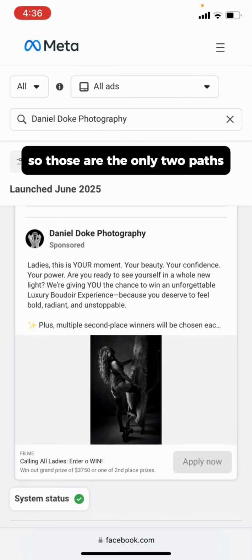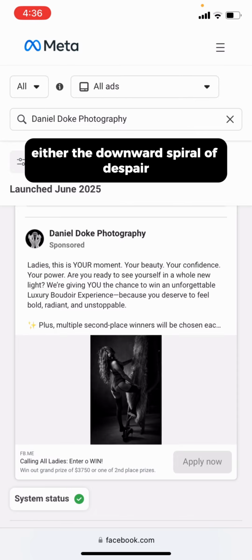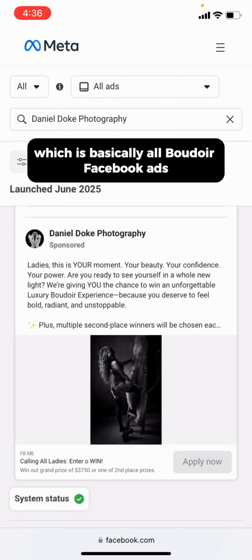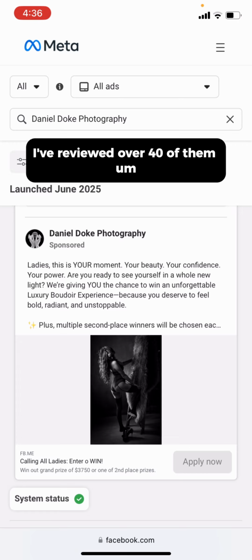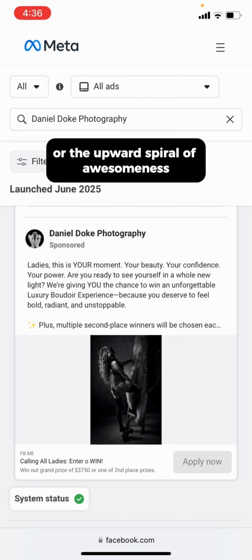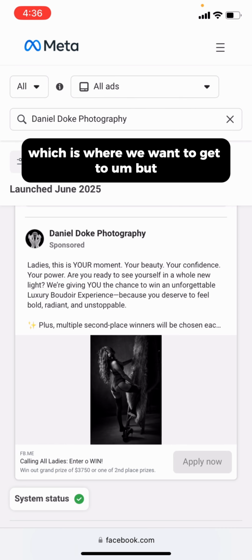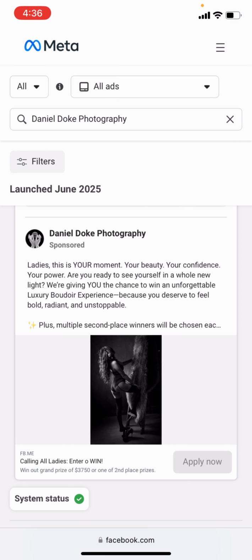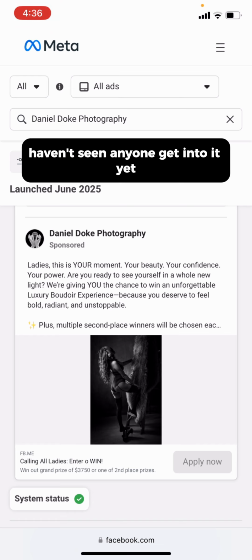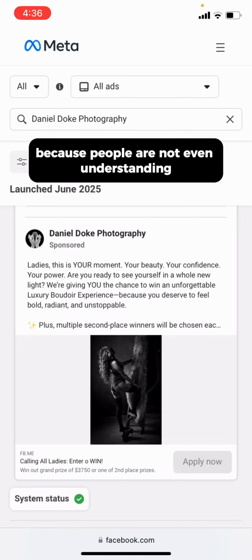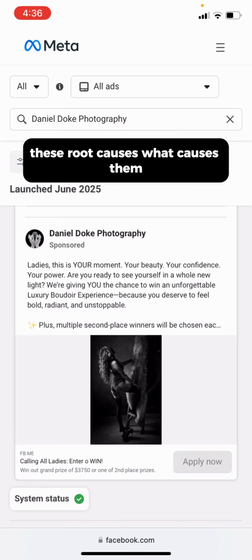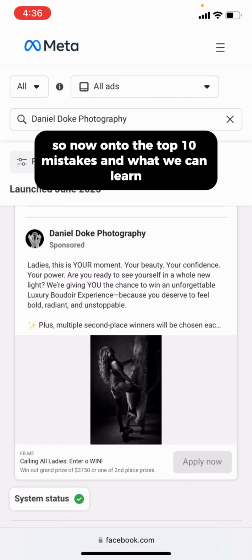So those are the only two paths boudoir Facebook ads can take. Either the downward spiral of despair, which is basically all boudoir Facebook ads, honestly, that I've seen. I've reviewed over 40 of them. Or the upward spiral of awesomeness, which is where we want to get to. But I haven't seen anyone get into it yet, kind of like the jet stream, because people are not even understanding these root causes, what causes them, and what's actually happening behind the scenes with the meta ad algorithm. All right, so now onto the top 10 mistakes and what we can learn today.